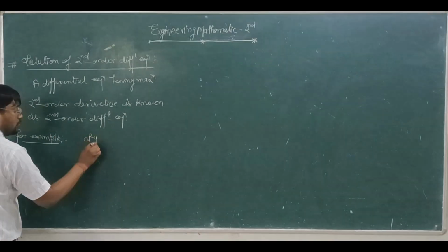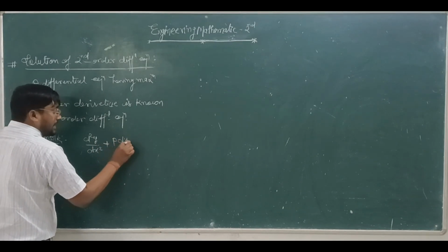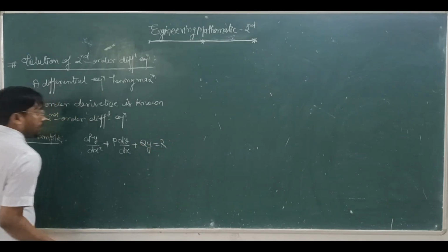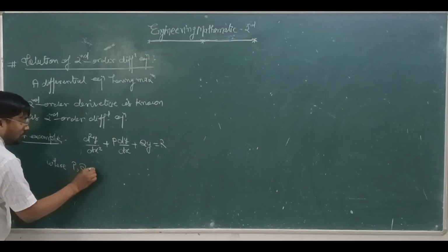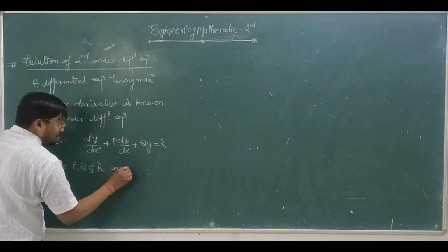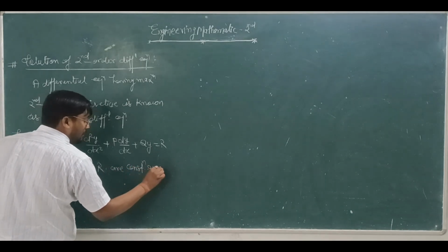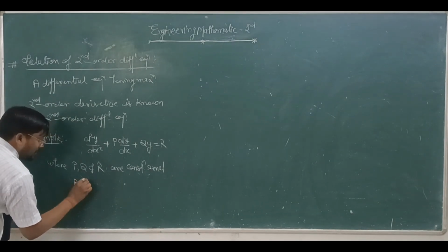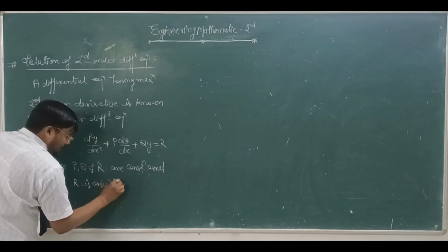d2y/dx2 + p dy/dx + q y = r, where p, q and r are constants and r is only a function of x.